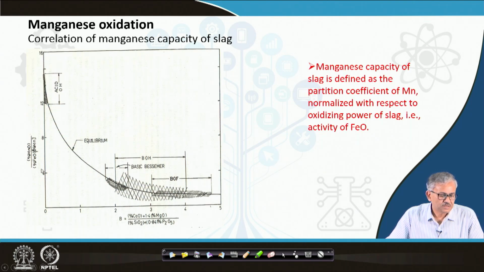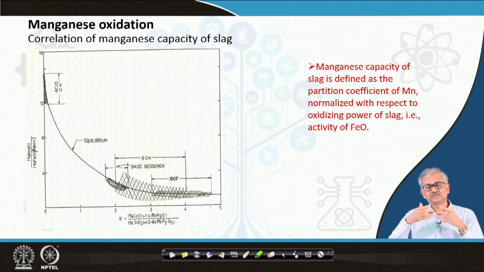that is the manganese capacity of the slag. Manganese capacity of the slag is defined as, you can see, percentage MnO by percentage Mn, that means the partition coefficient, and it is normalized with respect to the percentage of FeO, because obviously if FeO is higher, the manganese will be oxidized more. Okay.